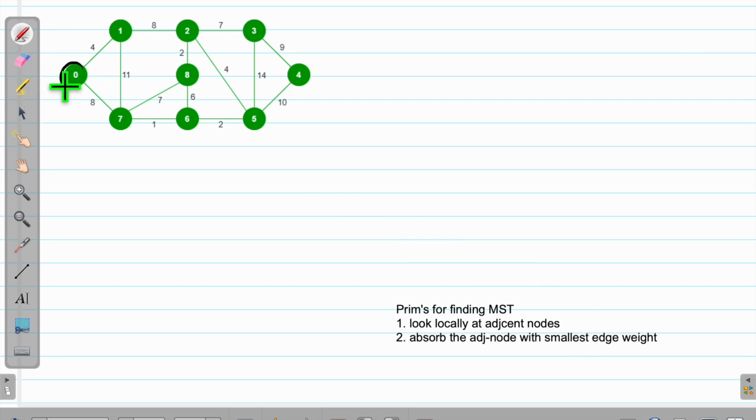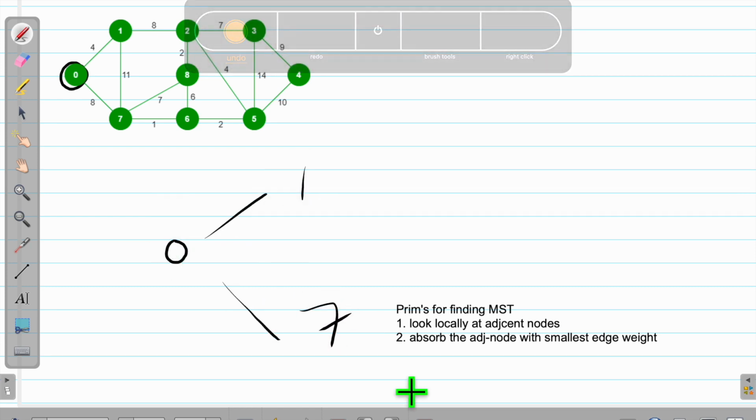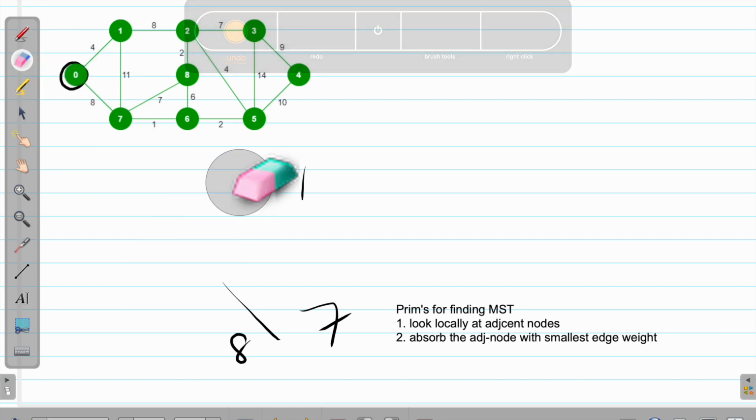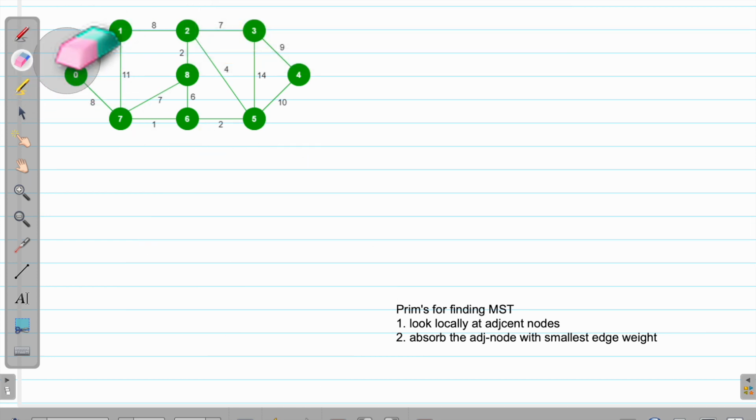So let's say we start with 0. Again, look locally. What does 0 connect to? 0 connects to 1 and 0 connects to 7. What are the weights on here? 4 and 8. Which number is smaller? This guy. So we will go to 1. This is not the same as the other algorithm. You absorb the node into a bigger node, so you absorb them as one super node.